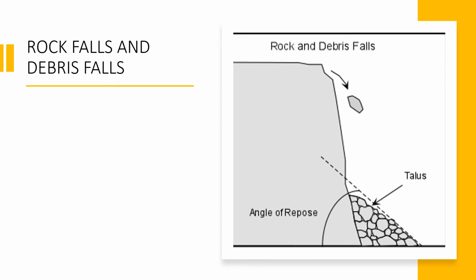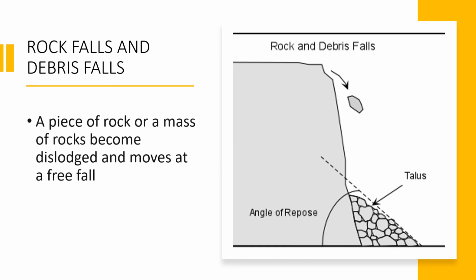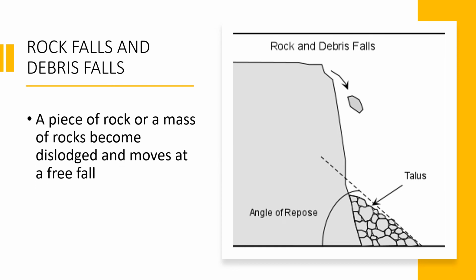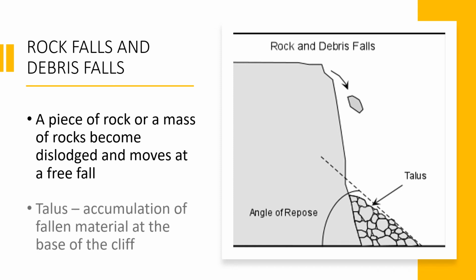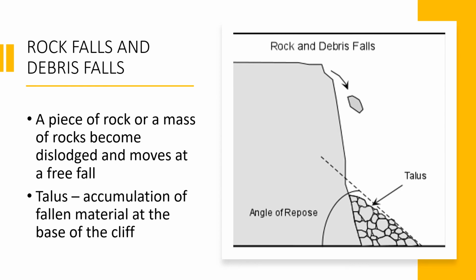So, rockfalls occur when a piece of rock or a mass of rock becomes dislodged and moves at a free fall along a steep cliff. Debris fall is similar to rockfall except that it involves a mixture of soil, regolith, vegetation, and rocks. At the base of the cliff is an accumulation of fallen materials called talus.